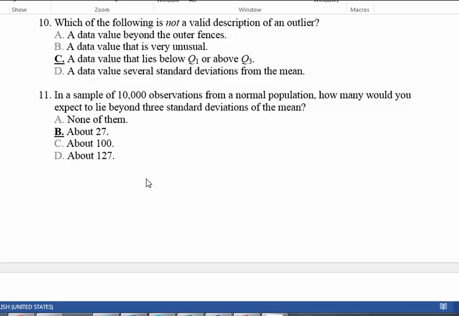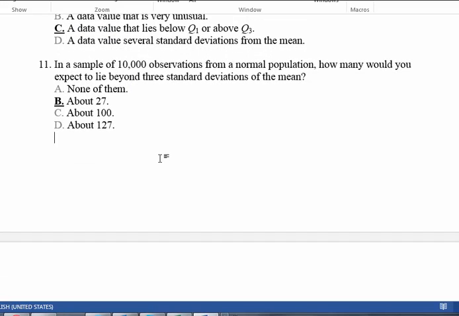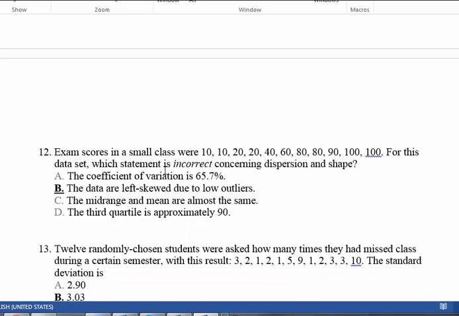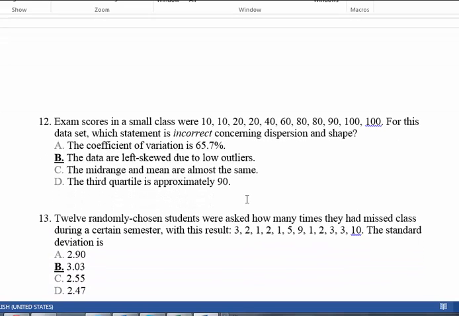Then what is outside of the 3 standard deviation then? It's 10,000 minus that point, 9,973. That gives you about 27. So therefore, B is the correct answer. Okay? Let's go to question number 12. Okay.